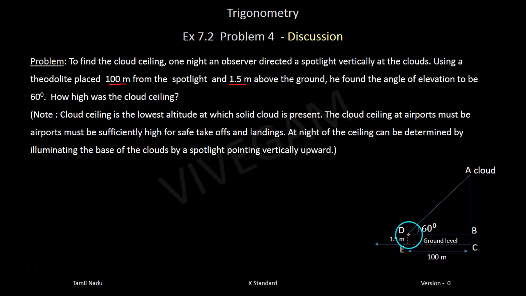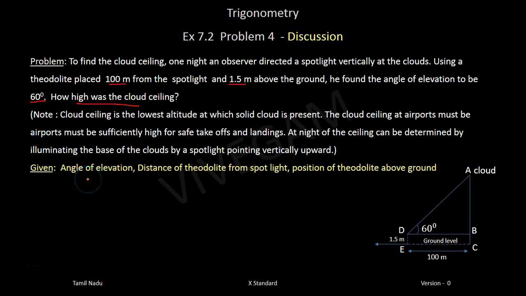So sitting here, using the theodolite, they found the angle of elevation. Angle of elevation is basically, if you look up along that line, the angle with the horizontal line. The horizontal line is nothing but your eye level, right? A horizontal line through your eye level. So this is 60 degrees, which they have found. Okay. Then what is asked? You are asked to find the height of the cloud ceiling. Right? Let's test it out. So angle of elevation, distance of the theodolite from the spotlight, position of the theodolite above ground.